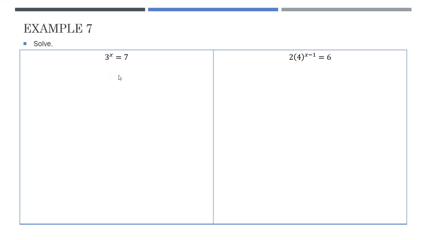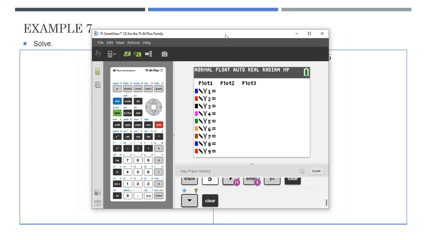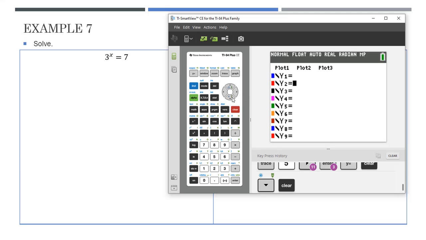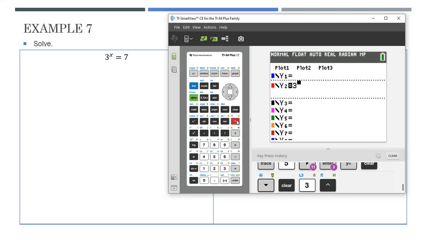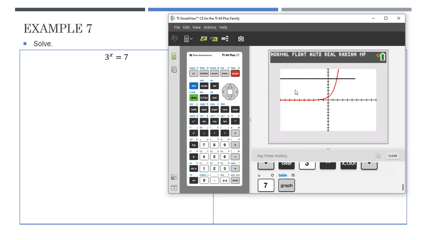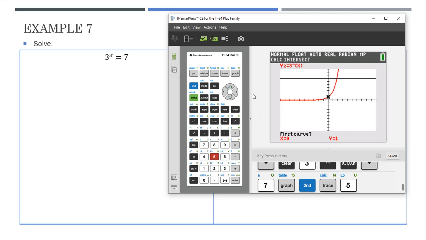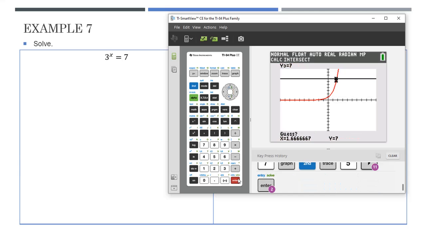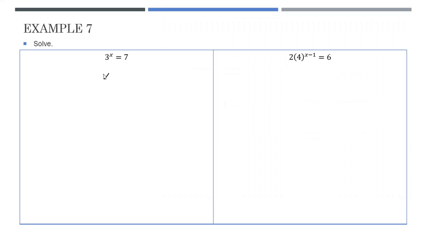If we're going to do it algebraically, you could do guess and check, or you could use your calculator and do the graphing method. We're going to do the graphing method here. So we'll go 3 exponent x, and then we'll put our right side as our y2. We'll graph that. And for our intersection point, second trace, we want the intersection, so that's 5. Enter, enter, enter. Intersection point, 1.77. So we're down to the nearest hundredth, so therefore x is equal to 1.77.